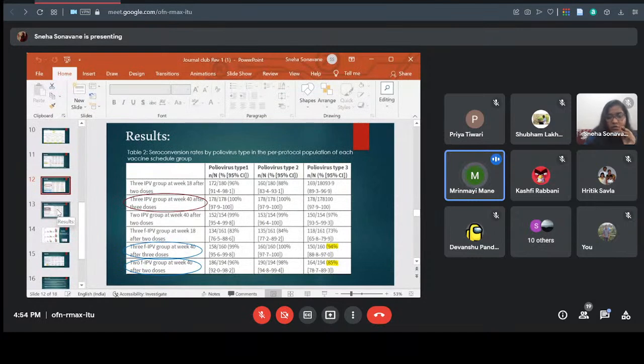Okay, so as we have highlighted here with yellow color, the 3 fractional IPV group produced higher titers for the poliovirus type 3 as compared to the 2 fractional IPV group. So in order to obtain a better immunity against all 3 poliovirus types, 3 fractional IPV might be considered a more ideal option.